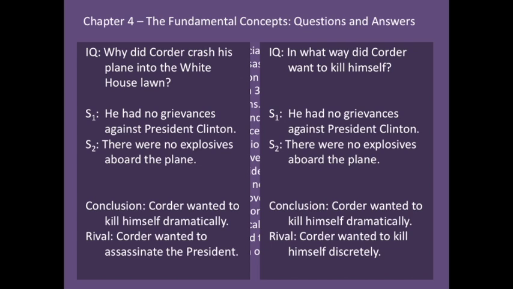According to the right-hand interpretation, the investigators are trying to figure out in what way did Corder want to kill himself.